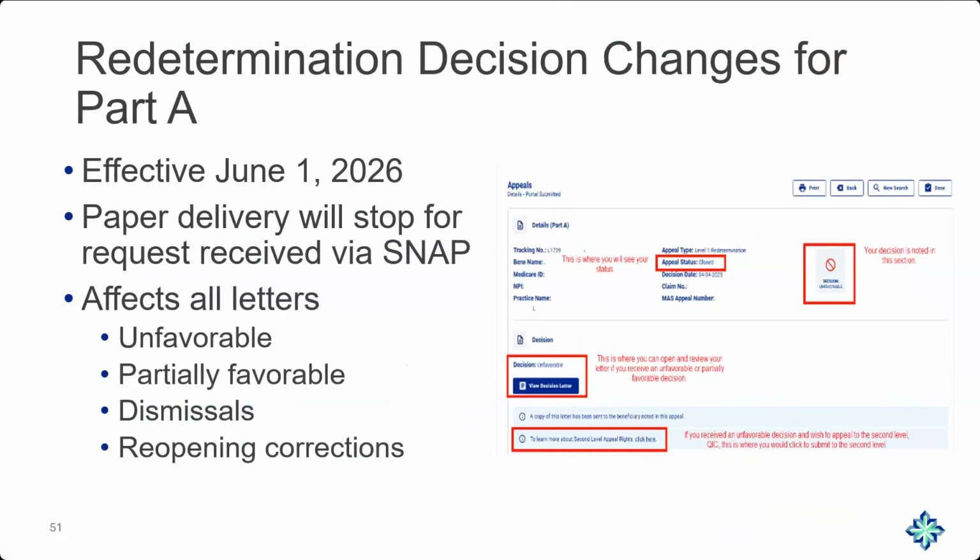This slide is a provider alert announcing a change to mail delivery for Part A appeals submitted through SNAP. Starting June 1st, all providers with an active SNAP account who submit their Part A appeal requests through the portal are no longer going to receive decision letters through the U.S. mail. All appeal letters will be viewed and downloaded directly in our portal. Providers will now receive an email notification regarding a decision on their appeal, and then you'll be able to immediately access that appeal correspondence in the portal.